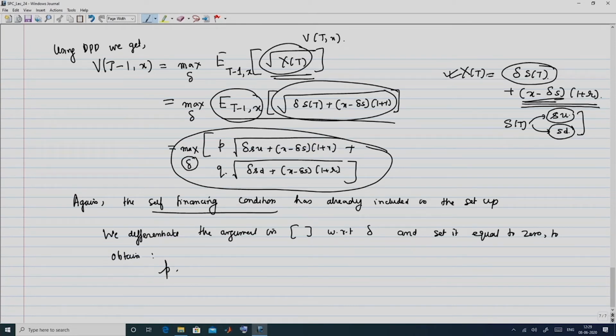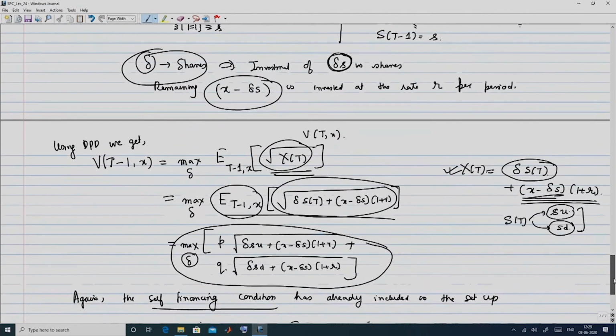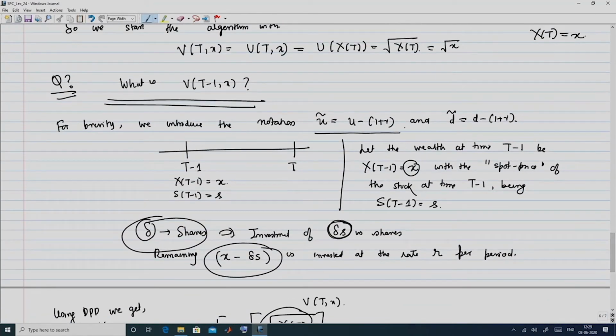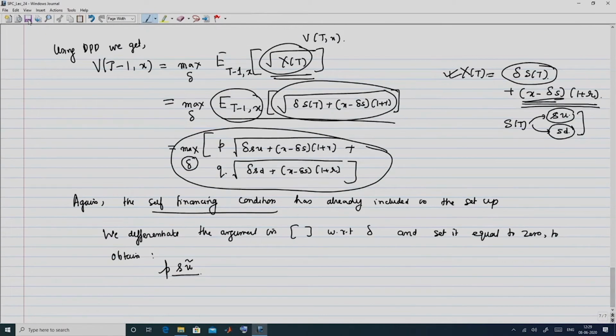So, after some algebra you obtain that P of S u tilde. Remember, this is the u tilde I had defined. What is my u tilde? My u tilde was u minus 1 plus r and d tilde was d minus 1 plus r. So, we are not going to make use of them. So, you obtain the expression that P S u tilde divided by delta S u tilde plus x into 1 plus r is going to be minus q S d tilde over delta S d tilde plus x into 1 plus r.